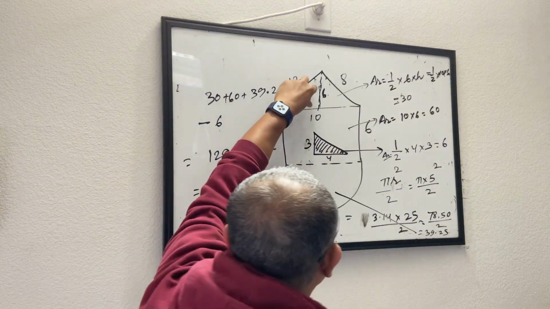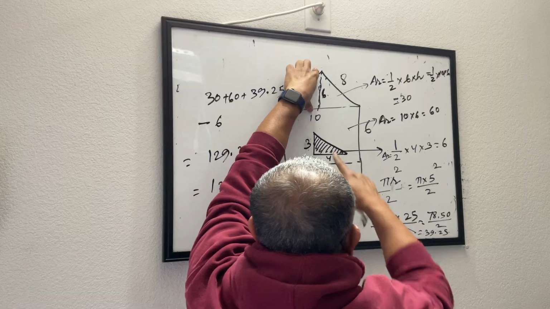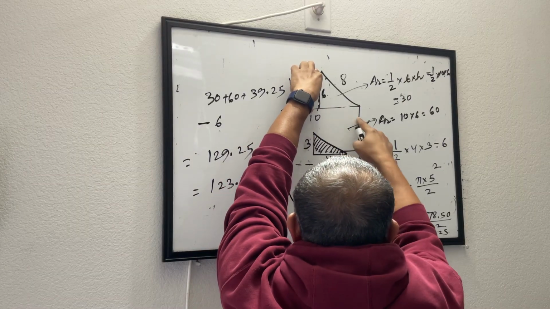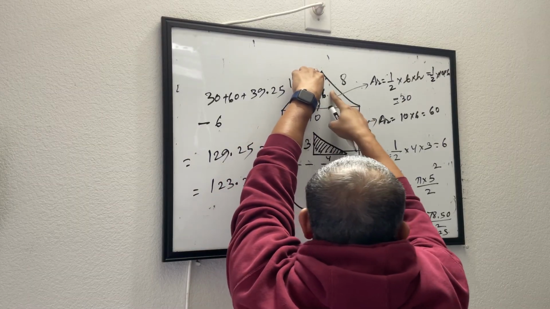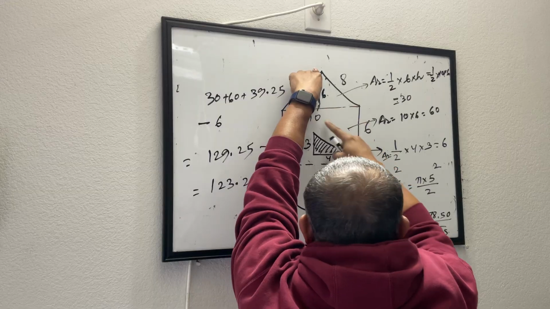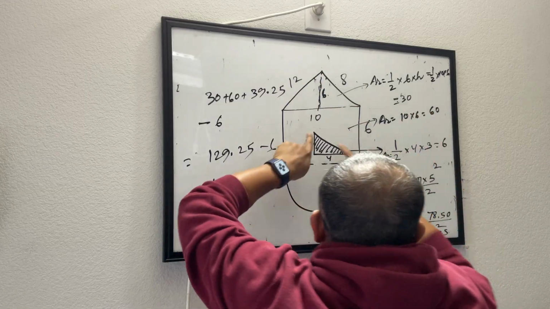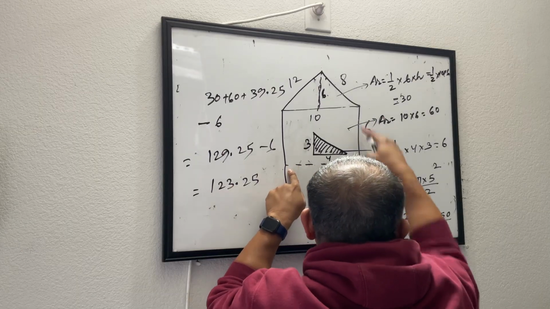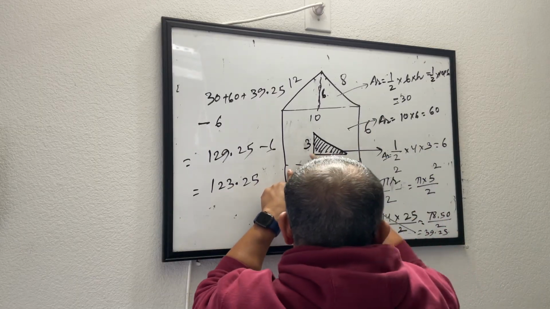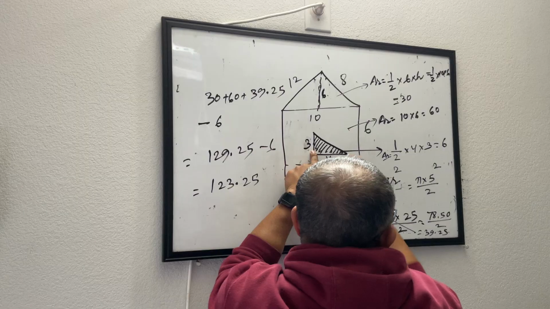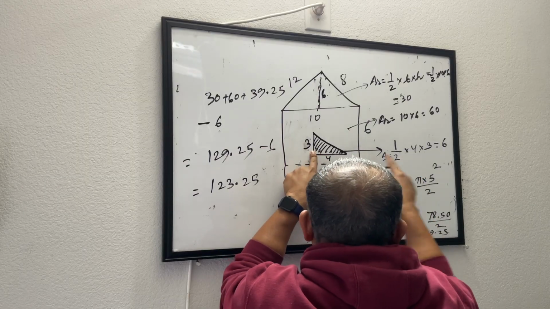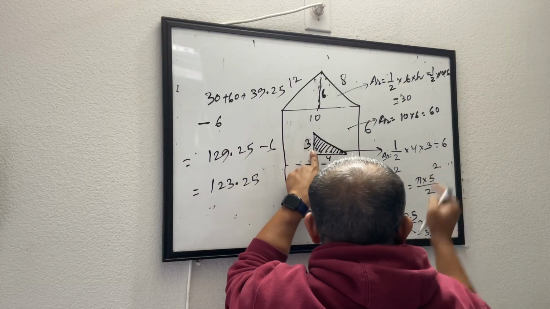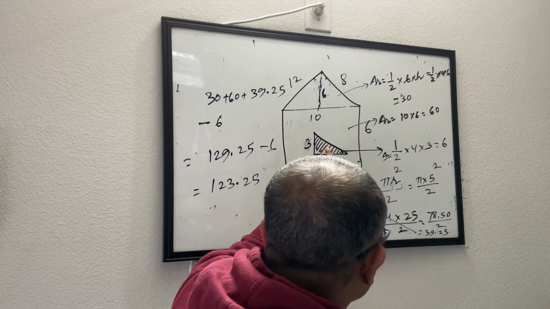Let's re-verify it. This is a triangle. Area of that will be half into base into height. This is my base, this is my height. Half into 10 into 6. 10 into 6 is 60 by 2, 30. Okay, fine. This is okay. Area of this guy is length times width. So length times width, 60. And this one in between, this area is half into base into height, 6. This is fine. And this has to be subtracted later on.